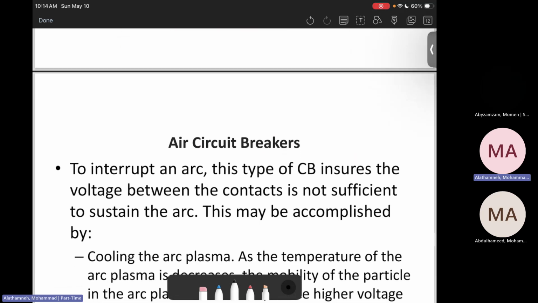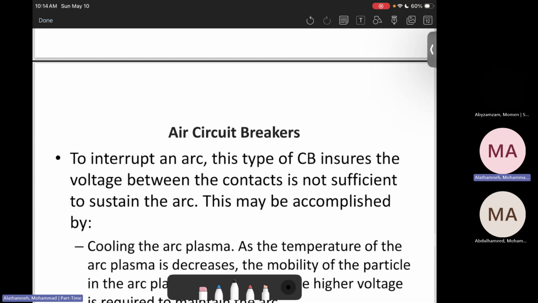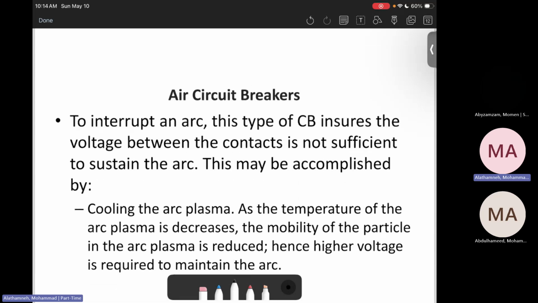Now let's talk about the air circuit breaker. The air circuit breaker, which is most common in low voltage levels, uses the air to cool or extinguish the arc.